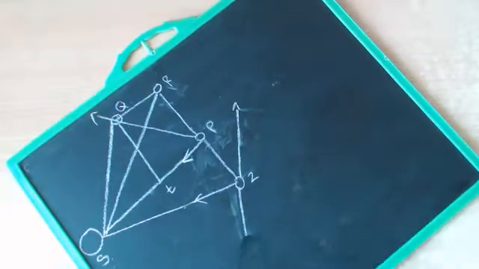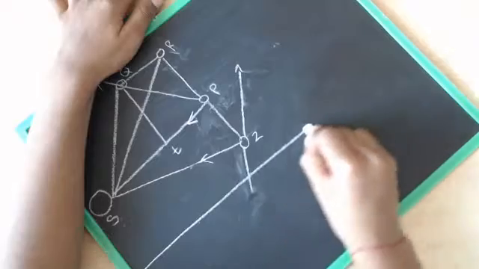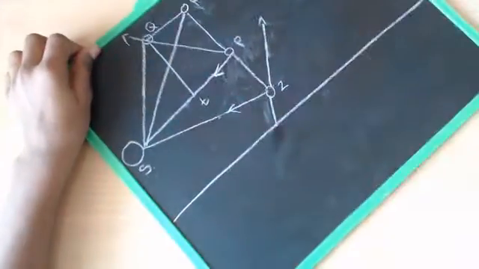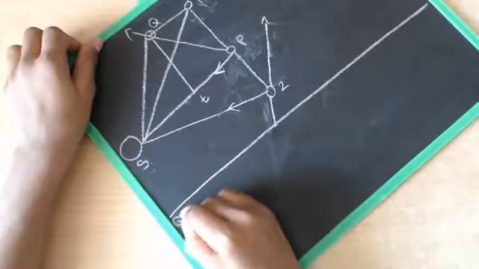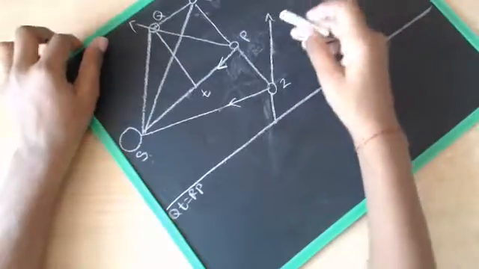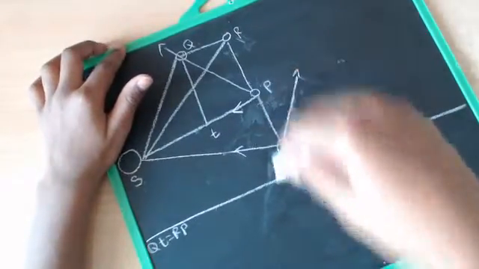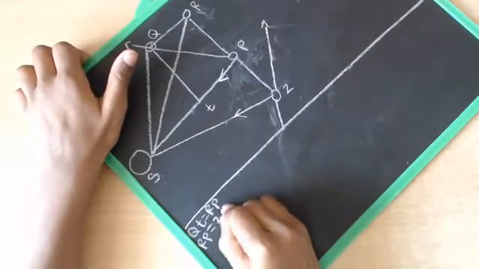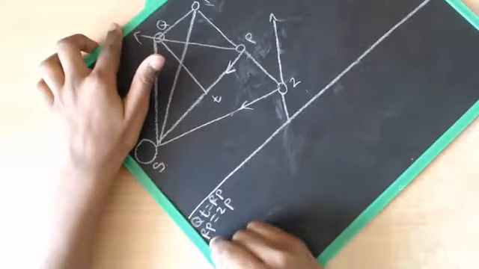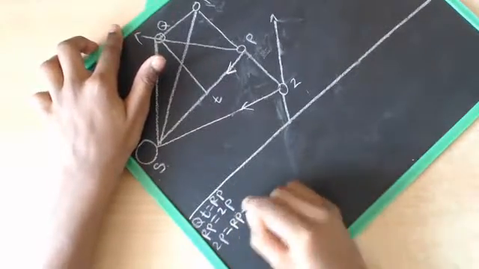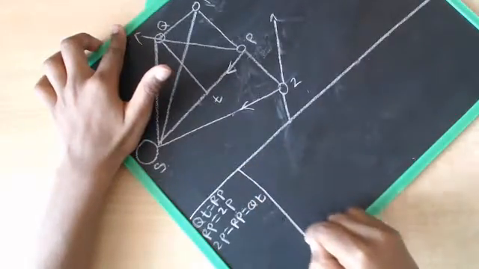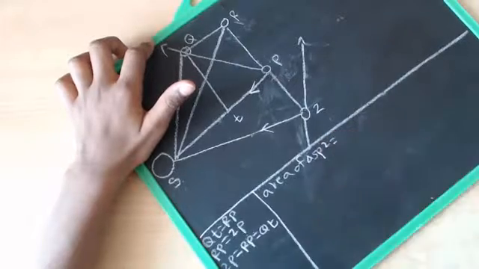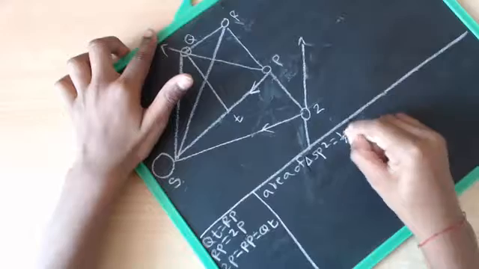Now let's see. QT is equal to RP because in a parallelogram the opposite sides are parallel and equal. Then RP is equal to ZP because they are equal distances traveled by the planet in equal intervals of time. And so we can write ZP is equal to RP is equal to QT. Now the area of triangle SPZ is equal to half into base into height by 1.